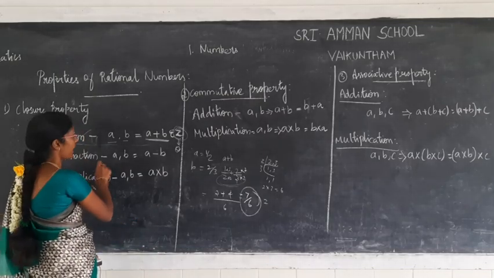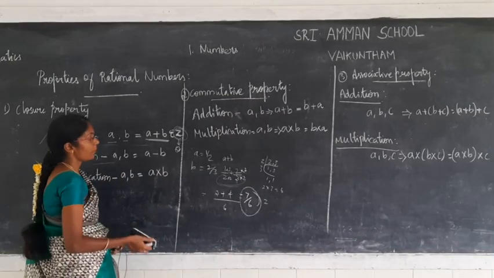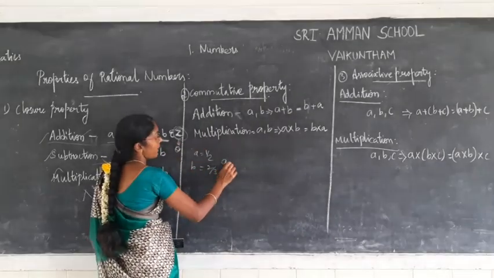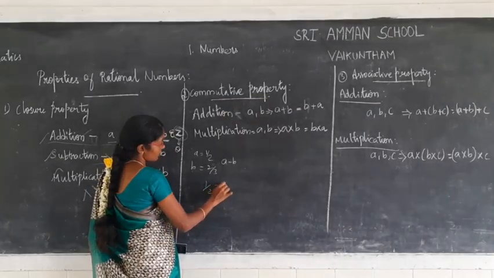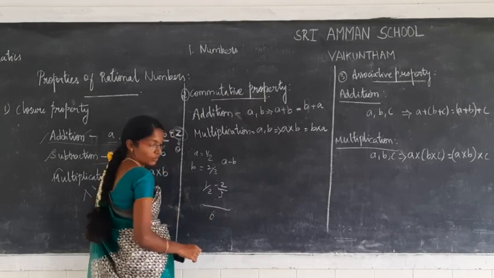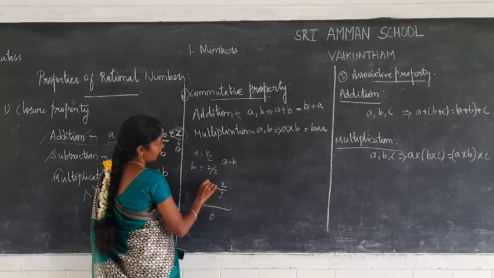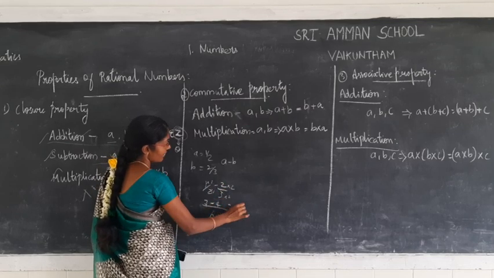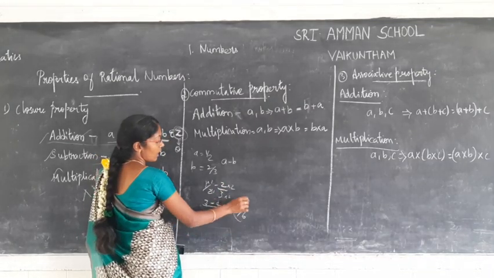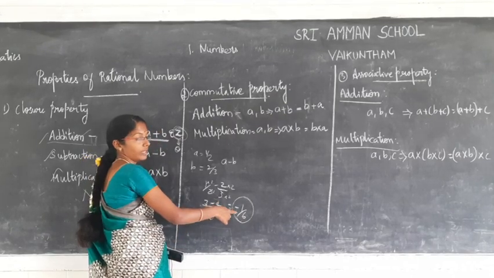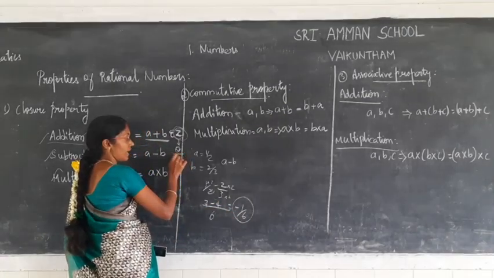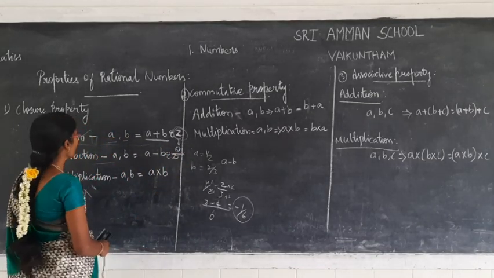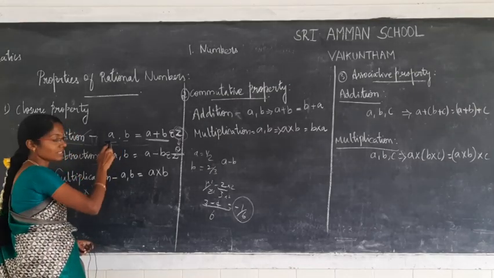Next, subtraction. For any 2 rational numbers A, B, you can take the same. A minus B, 1 by 2 minus 2 by 3. If you take the LCM, you get 6. So 3 minus 4 is minus 1 by 6. Minus 1 by 6 is a negative number, and it also belongs to rational numbers. Clear? So it satisfies addition and subtraction.